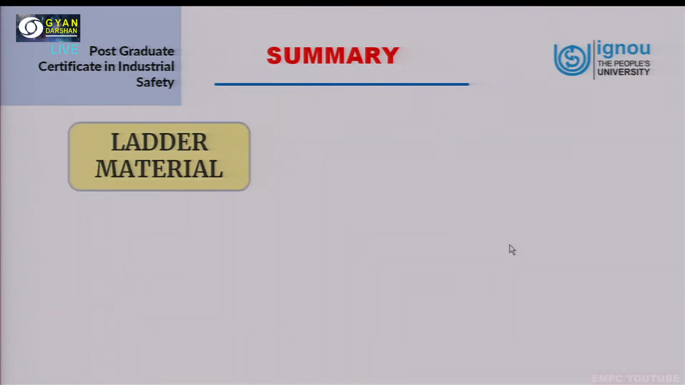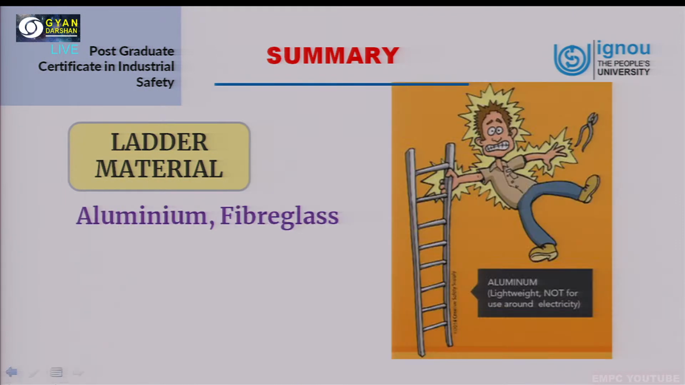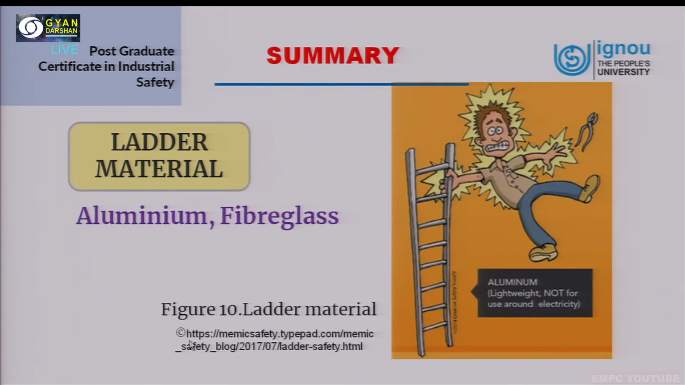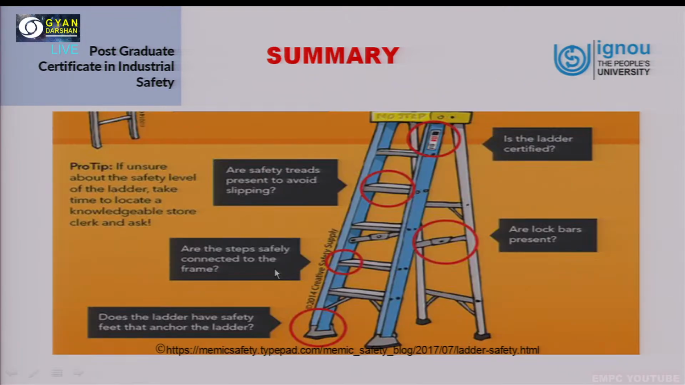The next is the material that we use for ladder. We've seen that aluminum and fiberglass are preferred in case there is a risk of electrocution. And the other is, when we are using a ladder, the first thing that we need to make sure is the base of the ladder. Does the ladder have safety feet that anchors the ladder?